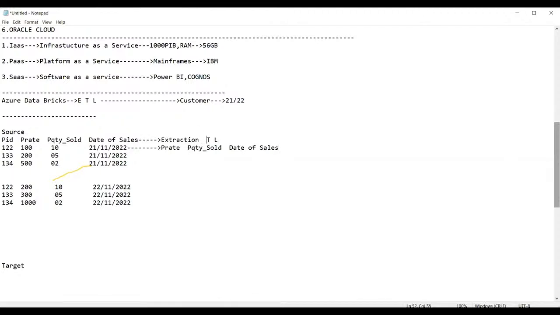Now, guys, next comes transformation. Picking up is done. Transformation. Now in the transformation, how can you find out the net sales amount each day? To find out the net sales amount, do we need to perform some arithmetic operations on the data or not? Some mathematical calculations are required or not?